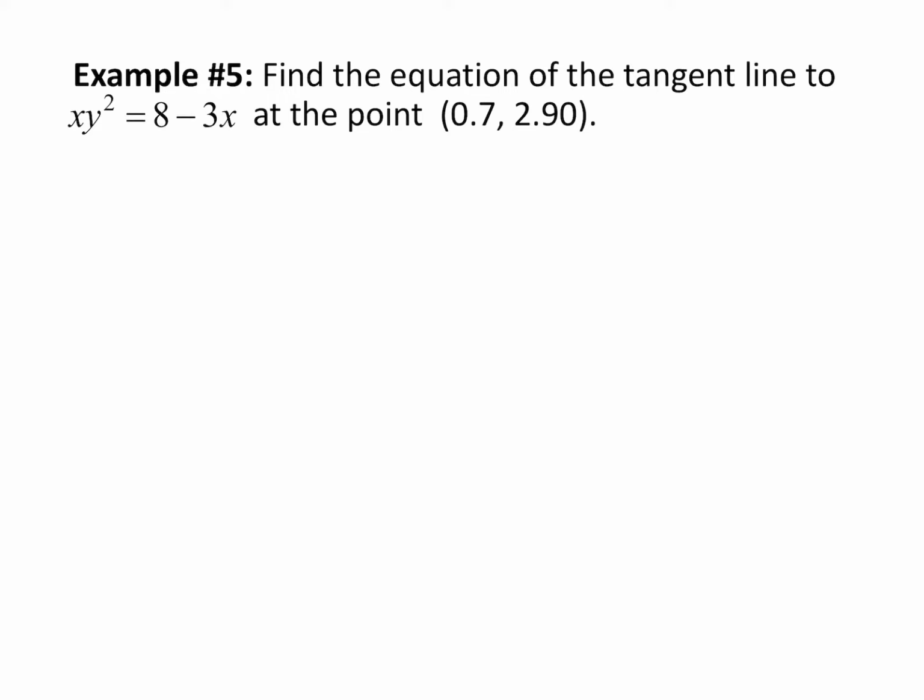In example number 5, we want to find the equation of the tangent line to the relationship x times y squared equals 8 minus 3x at the point 0.7, 2.90. So we're going back to finding the equation of the tangent line, but the biggest difference now is that we are looking at an implicitly defined relationship between x and y.